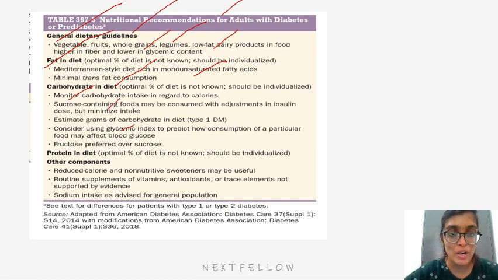Estimate grams of carbohydrates in diet in type 1. Consider using glycemic index to predict how consumption of a particular food may affect blood glucose. Fructose preferred over sucrose. Protein in diet should be individualized. Other components: reduced calorie and non-nutritive sweeteners may be useful. Routine supplements of vitamin, antioxidants or trace elements not supported by evidence. Sodium intake as advised for general population.